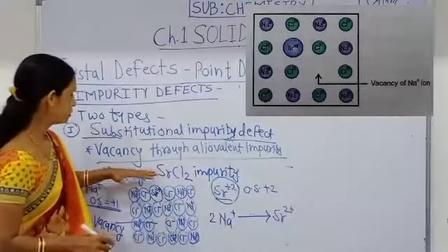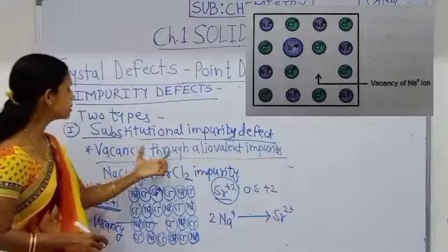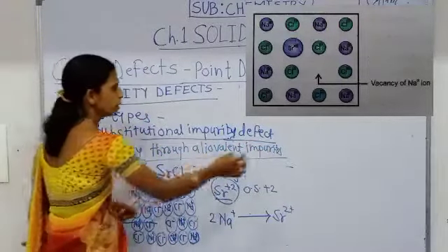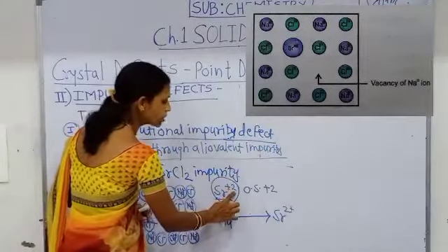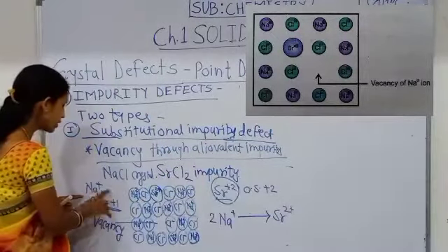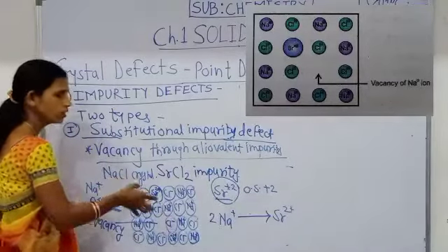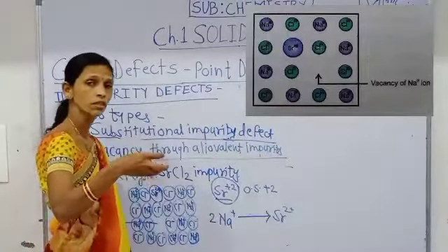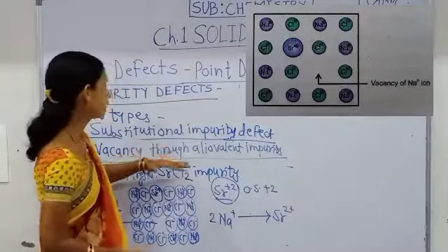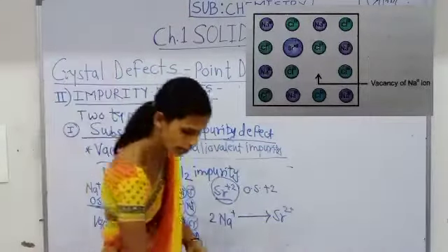Then that defect is called vacancy through aliovalent impurity. Aliovalent impurity means the impurity which has an oxidation state different from the oxidation state of the ion present in the host particles. That is about the vacancy through aliovalent impurity.